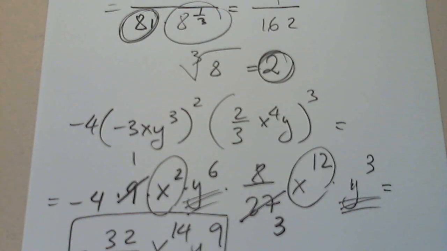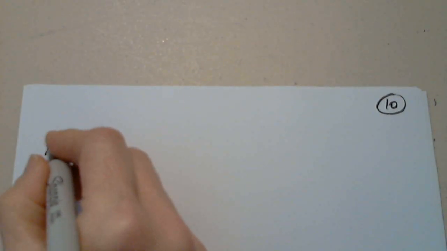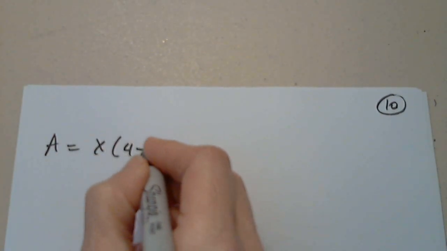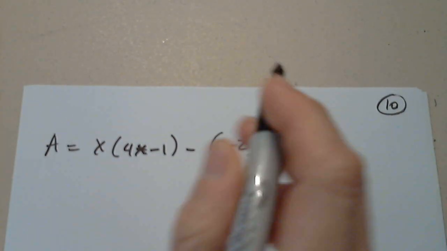Good. Do we need to find an expression for the area that is shaded? So we will have to subtract from x times 4x minus 1, we have to subtract the opening, x minus 2 squared. Do we need any help with this one? Let me at least write it. So the area would be x times 4x minus 1 minus x minus 2 squared.